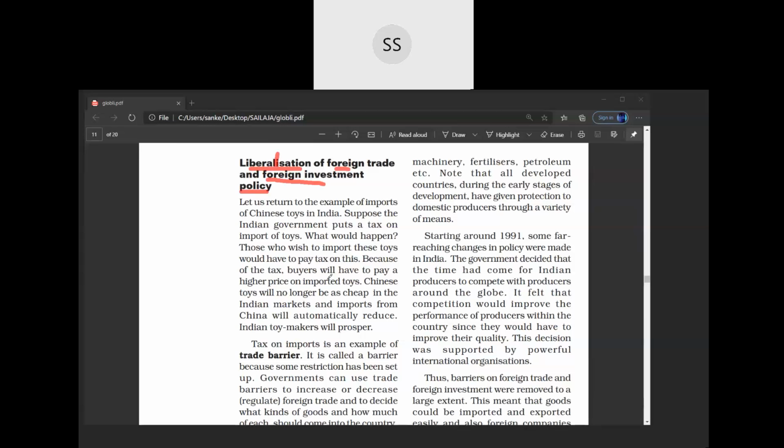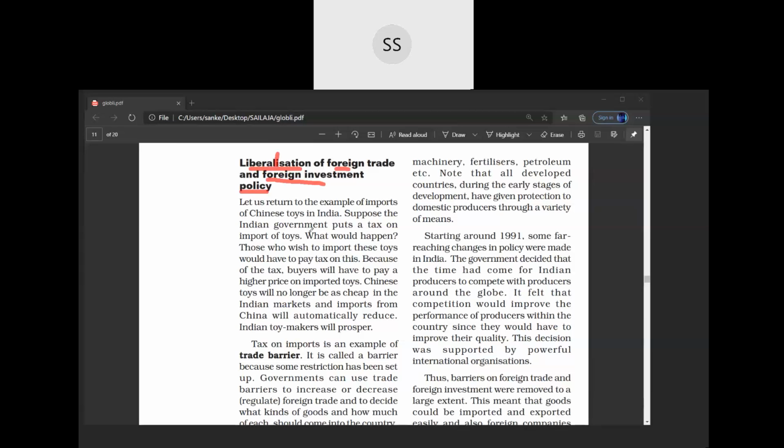What do you mean by removal of trade restrictions or removal of trade barriers? That means now any amount of imports can come to India, any amount of exports can go from India. That is the meaning. So now our producers will compete with the producers of the world. That is what our government laid down as policy after 1991. So that is removal of trade barriers, removal of restrictions. That is known as liberalization.